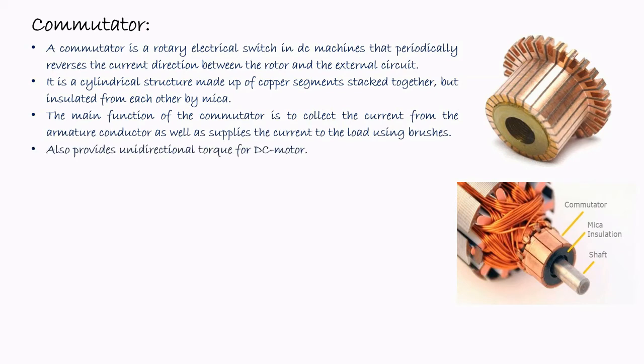It also provides unidirectional torque for the DC motor. So basically, the purpose of the commutator is to convert the AC current to DC current in case of a generator, and it converts DC current to AC current in case of a motor. So we can see this is a two-way switch.